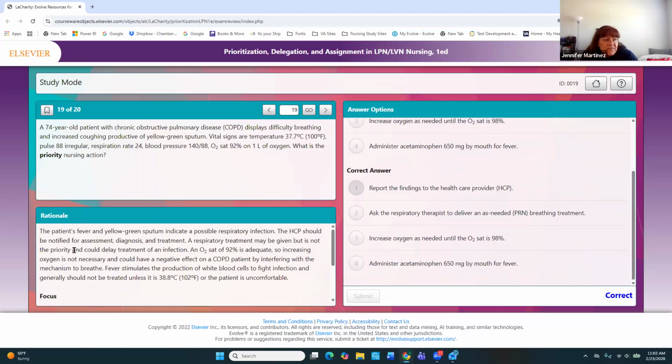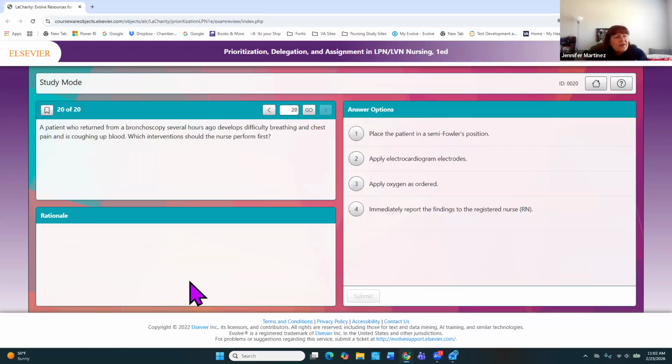All right. Correct. So patient's fever and yellow-green sputum indicated possible respiratory infection. The healthcare provider should be notified for assessment, diagnosis, and treatment. A respiratory treatment may be given, but is not the priority and could delay treatment of an infection. All right, good job.